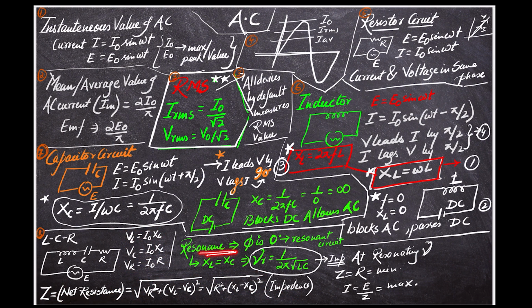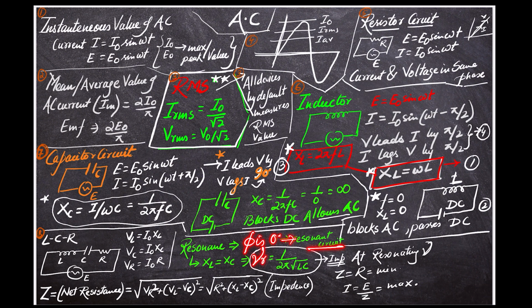Now, what about resonance? Resonance is a condition where the resistance offered by the inductor and capacitor becomes equal. In that case we get the minimum resistance, offered only by the resistor, and the net resistance, that is the impedance, is equal to the resistance. So if the resistance is minimum, current has to be maximum. And in that case, phi is equal to what? Student: 0. And that is known as the resonant circuit.